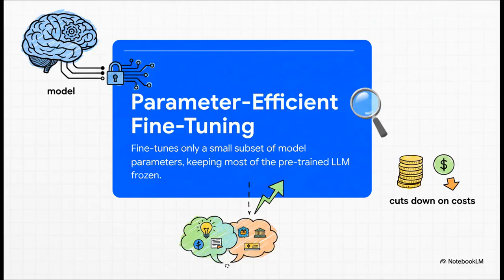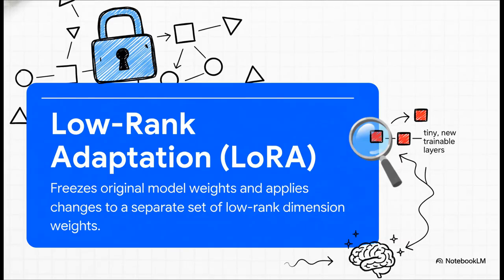Well, the answer is parameter-efficient fine-tuning, or PEFT for short. And the idea is absolutely brilliant. Instead of retraining the whole model, you just freeze most of it. Then you only train a tiny, tiny fraction of its parameters. This, of course, slashes computational costs, but it also has this incredible side effect. It helps prevent something called catastrophic forgetting, which is when a model basically forgets all its original knowledge while it's learning something new. Now, the undisputed star of the PEFT world is LoRA, which stands for low-rank adaptation.